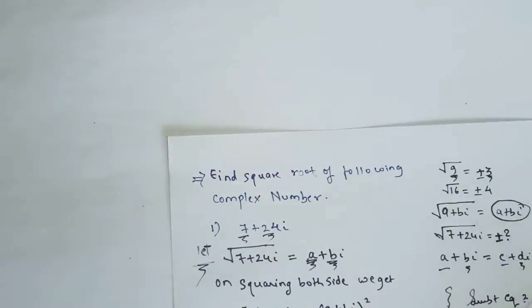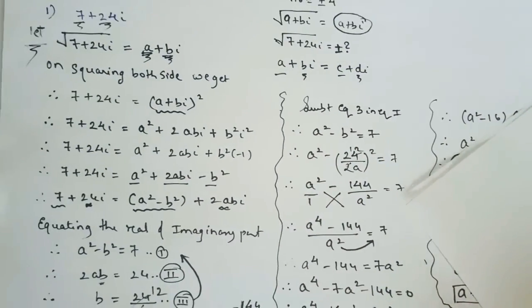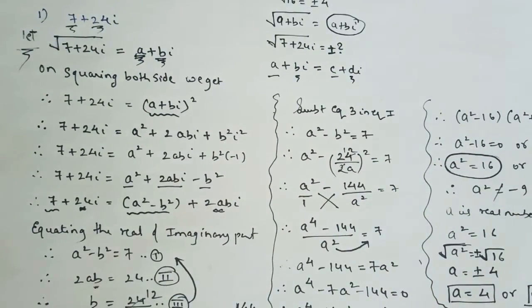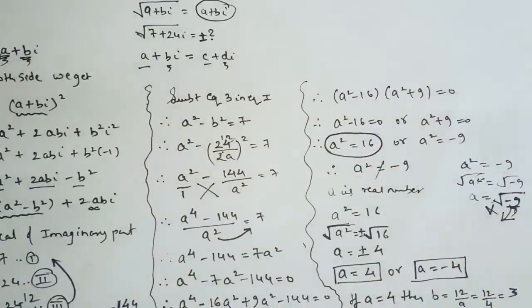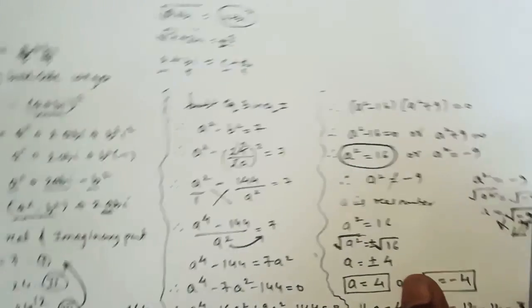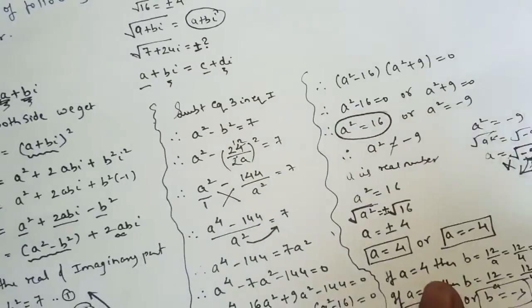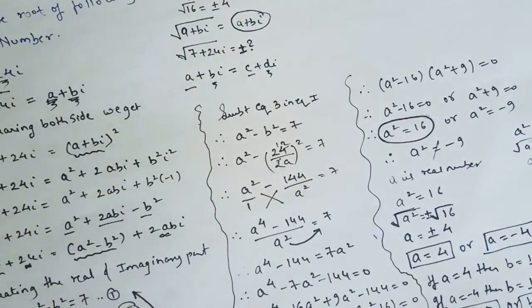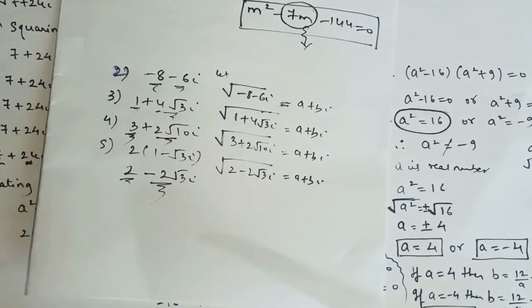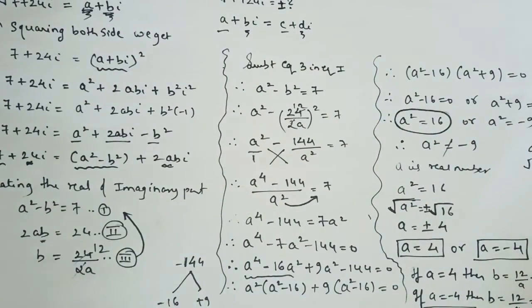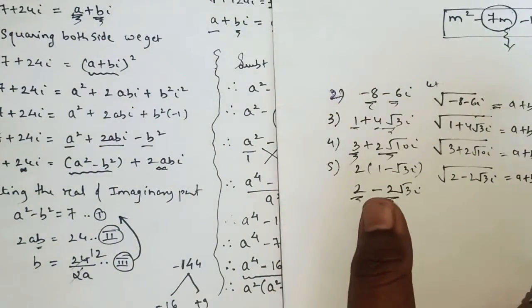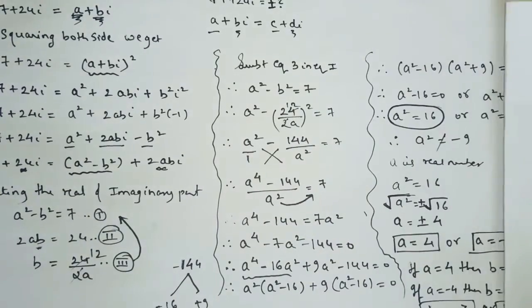Yes or no? So these are the steps which you have to follow. These are fixed steps, whether it is 7 plus 24i, or 8 plus, or 8 minus, whatever the number is. Whether it is 1 plus 4 root 3, or 3 plus 2 root 10, whatever it is, the method and the concept will remain the same. In this way you have to present your sum and find your answer for that particular square root term. I hope you all understood this sum.